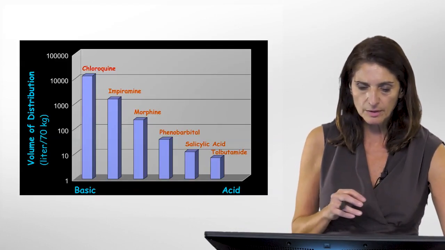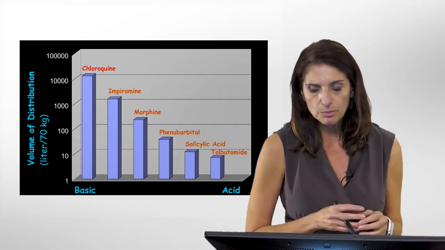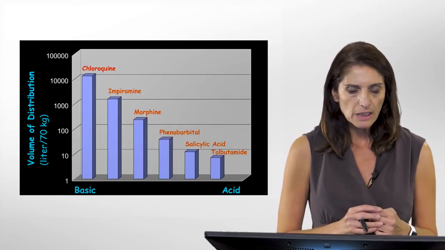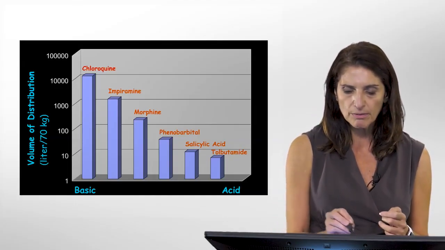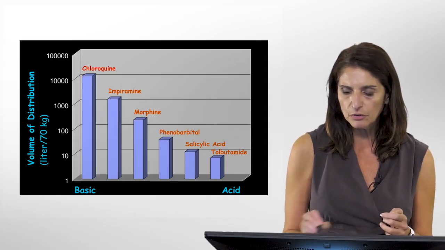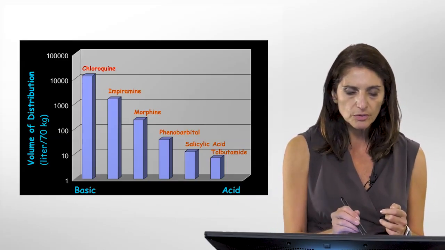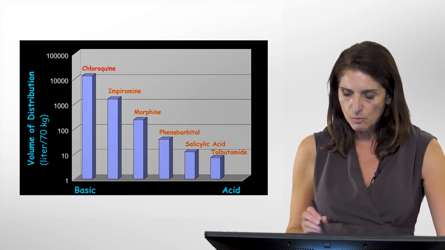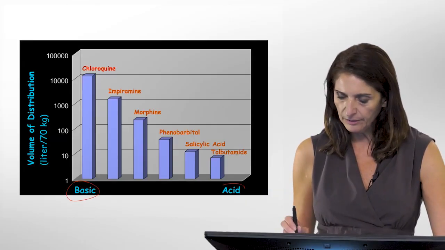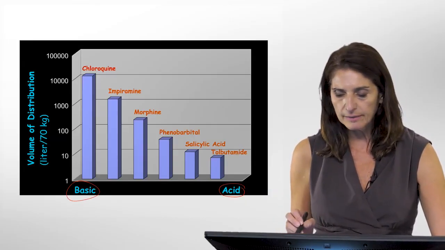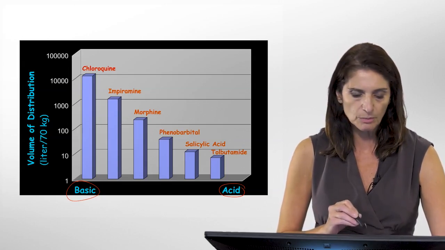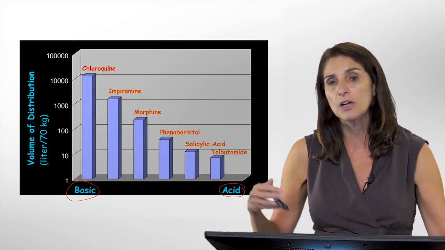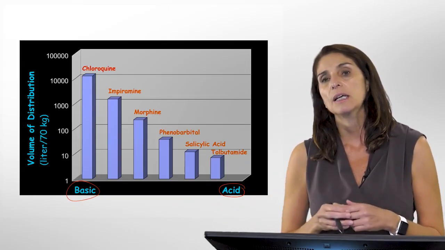So now let's look at the volume of distribution for certain drugs. And so we are comparing several of these drugs. And what we can also note is that whether a drug is basic or acidic will influence its volume of distribution. In general, drugs that are basic tend to distribute to a larger volume, so they tend to accumulate in tissues.